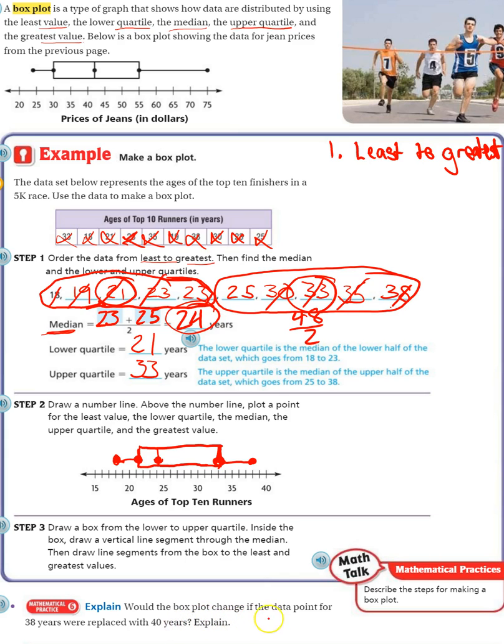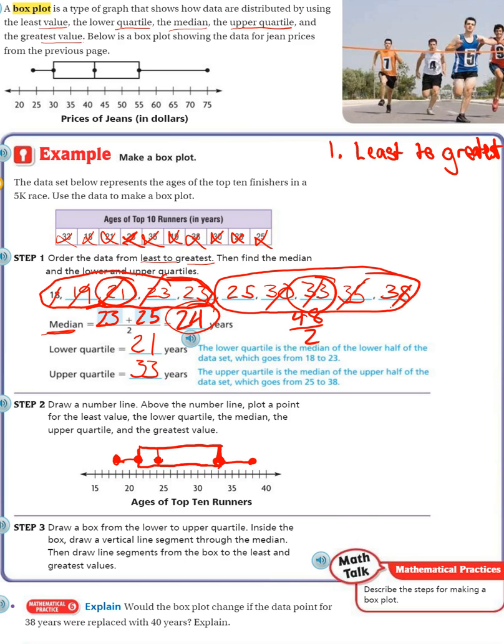Would the box plot change if the data point for 38 years were replaced with 40 years? Explain. Yes, that would affect how far the line goes out. It would go all the way out to 40. So yes, it would definitely affect the data and the way the box plot looks.